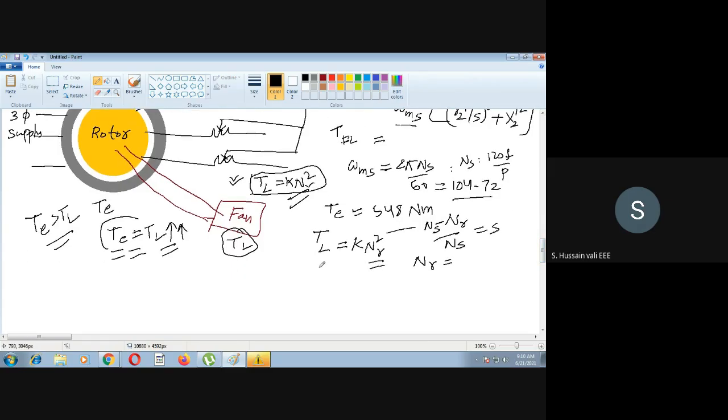Then what about the load torque? I told you already that in equilibrium condition, both are the same. Anyhow, we'll find out nr first of all. It's better, 1000. So we'll write here, we'll find out nr. So 0.03 is equal to 1000 minus nr by ns, that is 1000 once again.